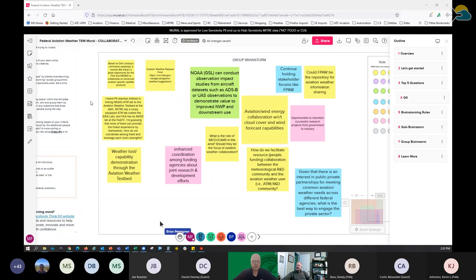Aviation wind energy collaboration with respect to cloud cover and wind forecast probabilities. Whoever submitted that, if you want to show yourself. And yeah, Bill. So Bill, this was another comment from Joe, further up, so I went in and added it for him. Okay, great. As he was going through his notes. Okay. Yeah, this was something that Matthias had brought up on day three, I think. Just talking about the wind energy providers and the forecasting that they do, is that another area of collaboration?